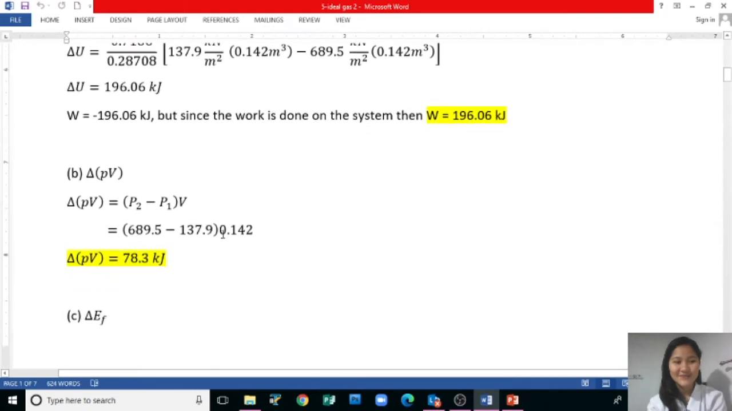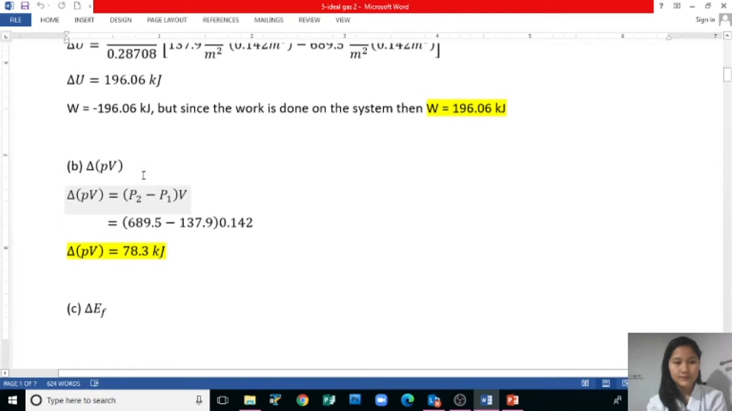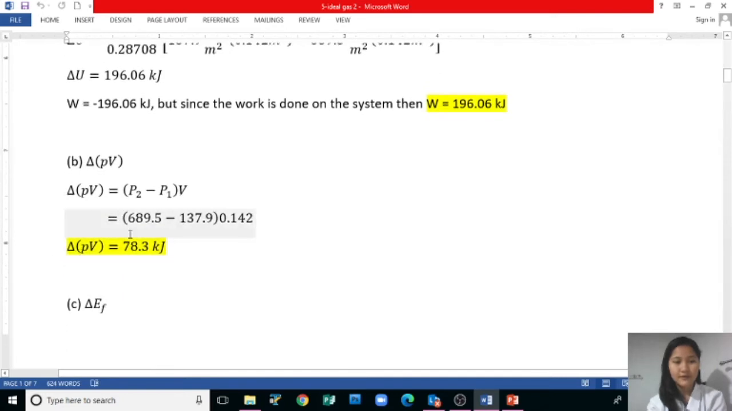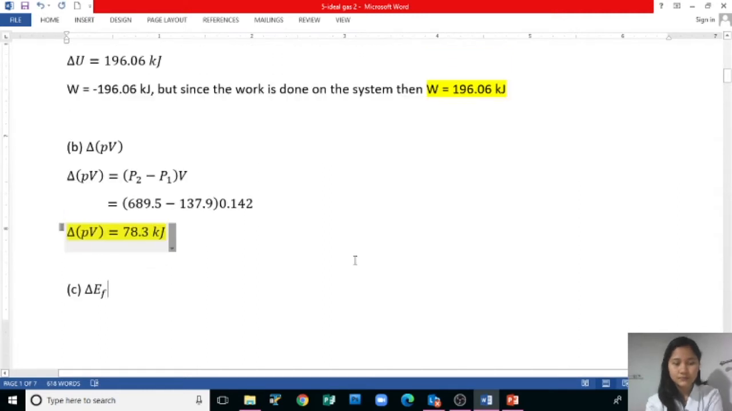Next is for the delta PV. For delta PV, you have the formula delta PV, or the delta P, P2 minus P1 times the volume. Just have to substitute all the given to the formula. So delta PV therefore is equal to 78.3 kilojoules.